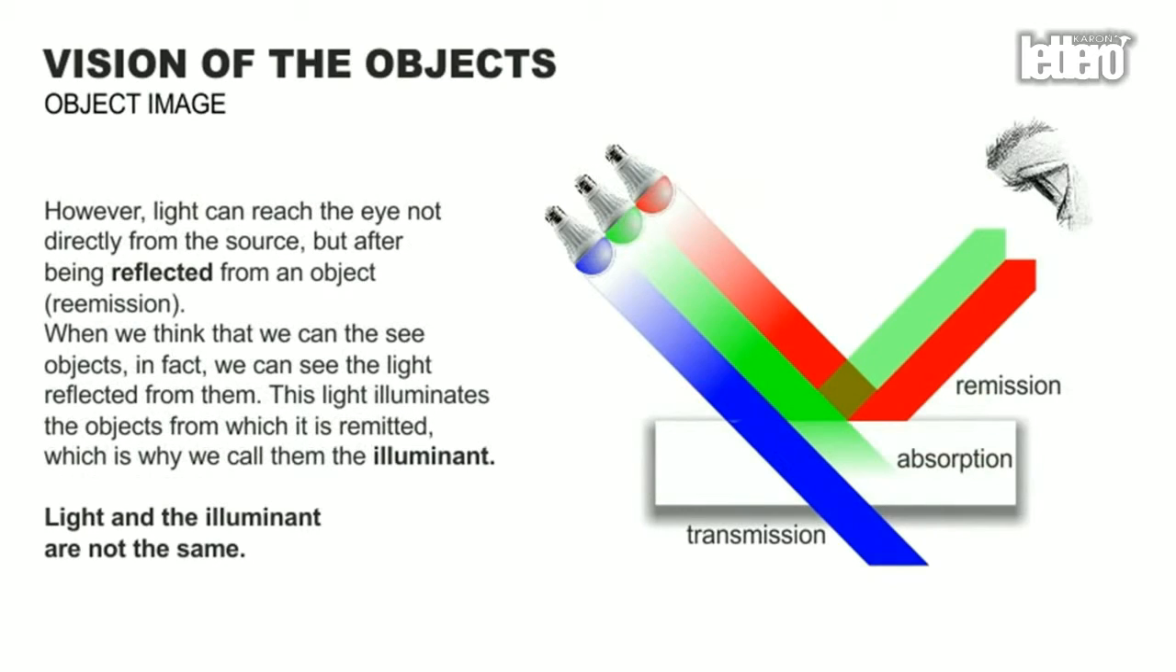However, light can also reach the eye indirectly, i.e. after being reflected from an object, re-emission. When we think that we can see an object, we in fact just see the light reflected from it. Light illuminates the objects from which it reflects, which is why we call it an illuminant. Light and illuminants are not the same thing.